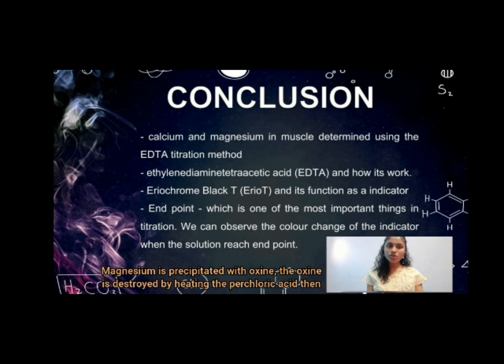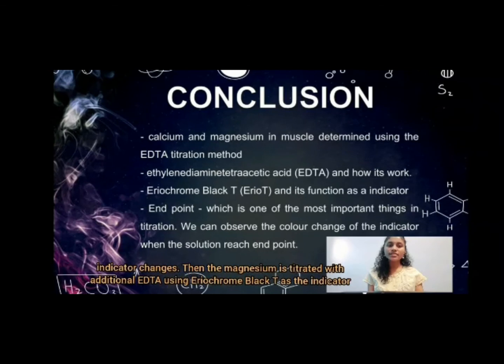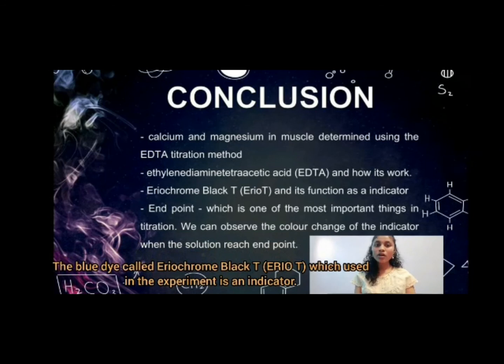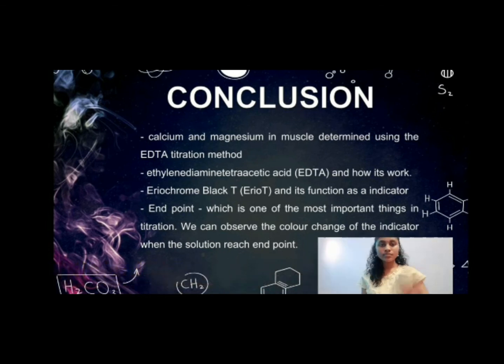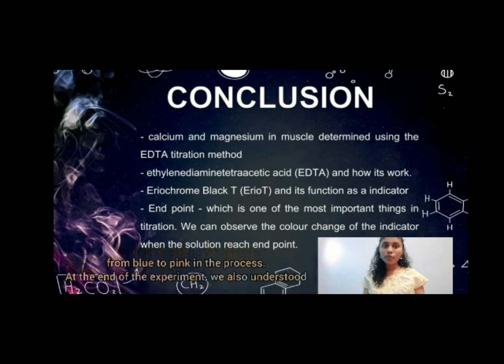The oxine is destroyed by heating with perchloric acid. Then sufficient EDTA is added in the presence of either calcein or chlorate until the color of the indicator changes. Then the magnesium is titrated with additional EDTA using Eriochrome Black T as the indicator. The blue dye called Eriochrome Black T, which is used in the experiment, is an indicator. This blue dye also forms a complex with the calcium and magnesium ions, changing color from blue to pink in the process.